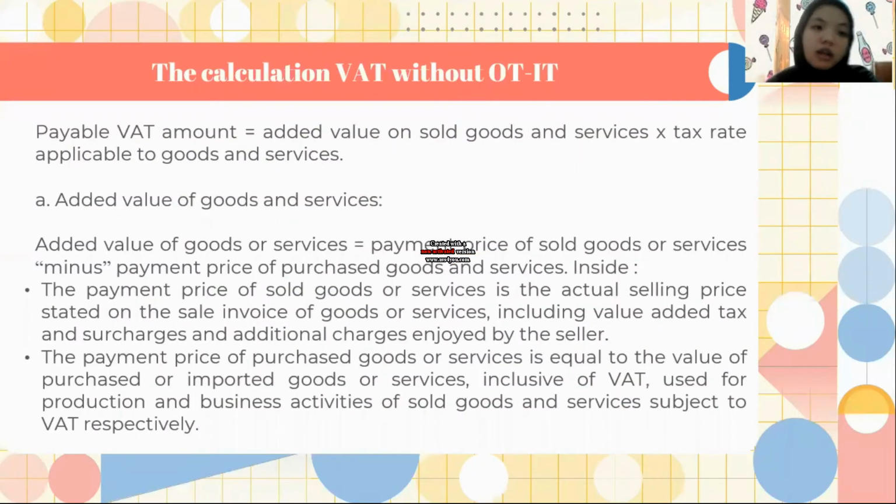So going to the calculation, we call it the payable VAT amount. The payable VAT amount formula is the added value of sold goods and services multiplied by the tax rate applicable to goods and services. So we will discuss the added value of sold goods and services. The added value of goods or services is the payment price of sold goods or services minus the payment price of purchased goods and services. In this formula, the payment price of sold goods or services is the actual selling price stated on the sale invoices of goods and services, including value added tax, charges and additional charges enjoyed by the seller.